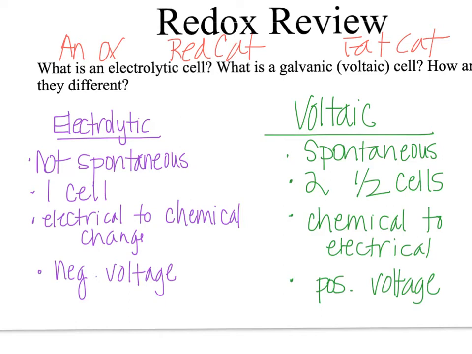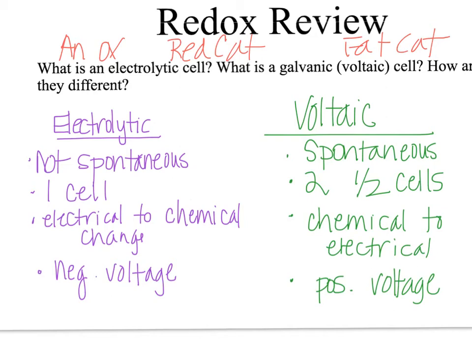AN OX, which means anode has the oxidation. Red Cat, which means reduction happens at the cathode. And electron flow is anode to cathode. We said fat cat because the cathode gets bigger. That is the same for both an electrolytic and a voltaic cell. So that's some of their similarities. And they're both redox reactions that happen in both of them.